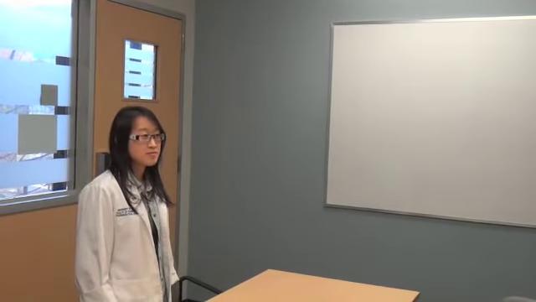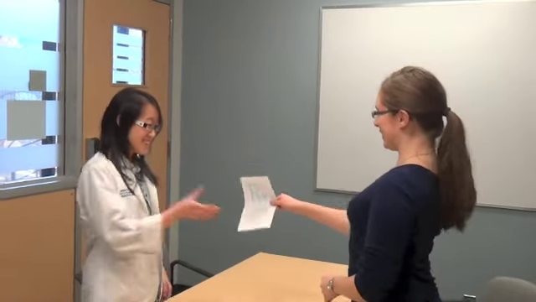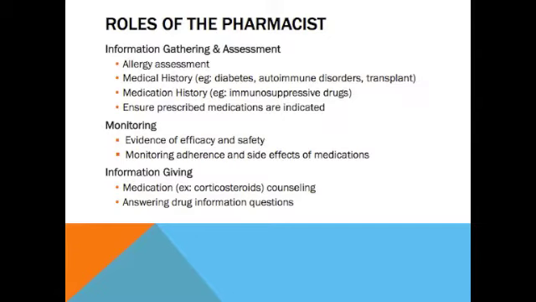The pharmacist plays an integral role in providing care for a patient with cerebral vasculitis, especially when it comes to ensuring that prescribed medications are indicated, safe, effective, and adhered to by the patient. Additional roles of the pharmacist include gathering patient information related to allergies, medical history, and medication history, providing information to the patient about medications, especially in regards to adverse effects to watch out for, and being a constant resource for the patient to answer their drug information questions.